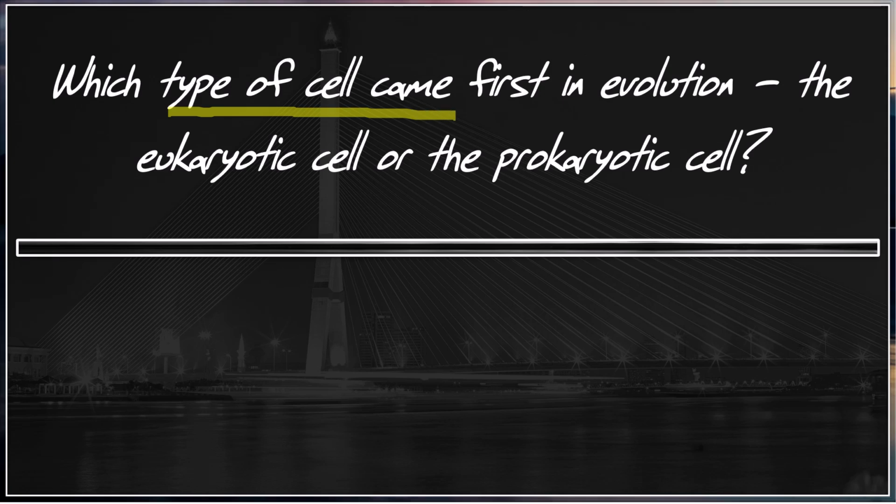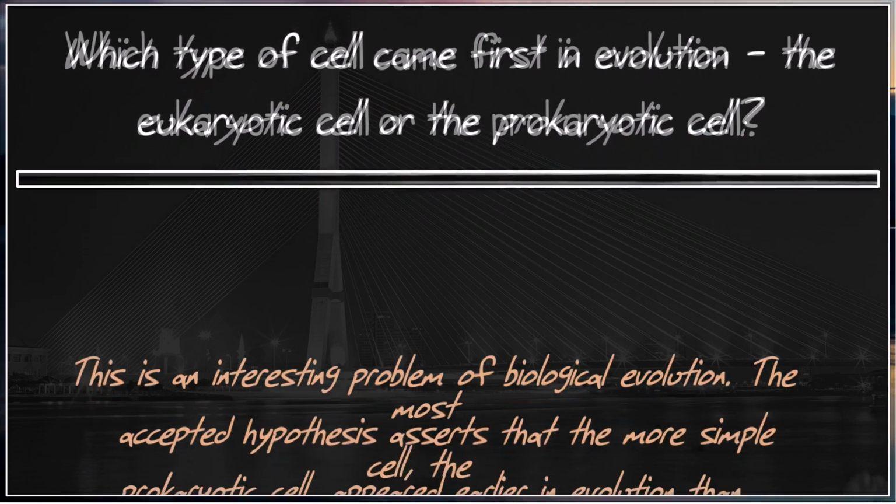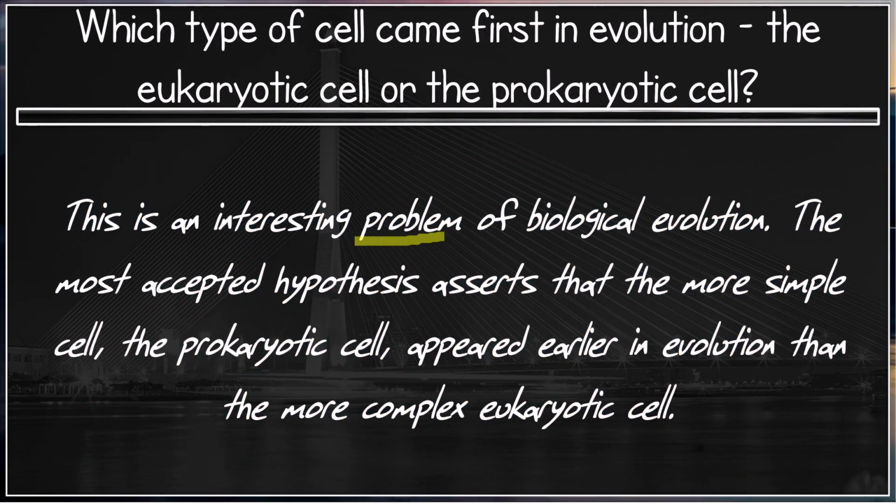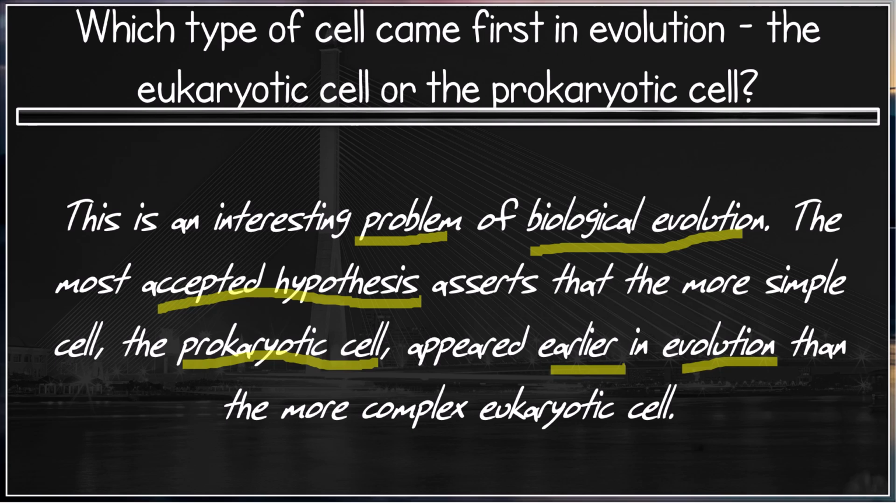What type of cell came first in evolution? The eukaryotic cell or the prokaryotic cell? This is an interesting problem of biological evolution. The most accepted hypothesis asserts that the most simple cell, the prokaryotic cell, appeared earlier in evolution than the more complex eukaryotic cell.